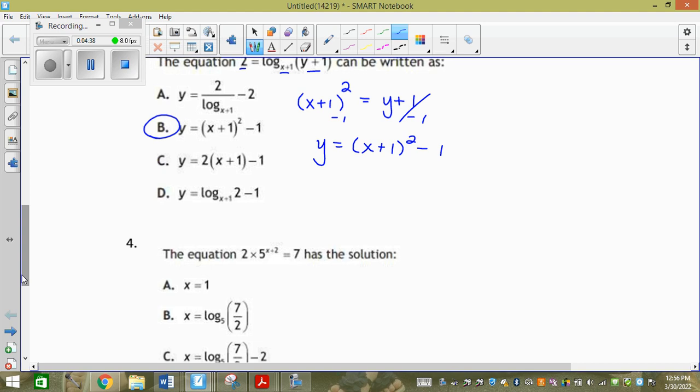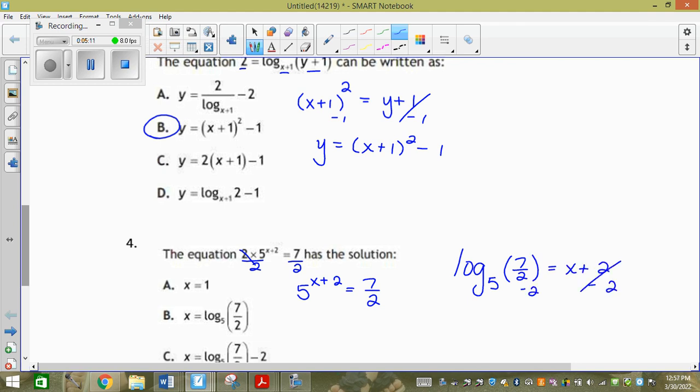C, the equation 2 times 5 to the x plus 2 equals 7. 1 exponent, can't make common base, must convert to a log, correct? However, right now I have how many pieces of information? 4, and I need to only have 3. So I'm going to just divide the 2 over again. So I get 5 to the x plus 2 equals 7 over 2. And then I can convert to a log. The base of my exponent becomes base of my log. Log base 5 of 7 over 2 equals x plus 2. And then I can subtract 2. X equals log base 5 of 7 over 2 minus 2.